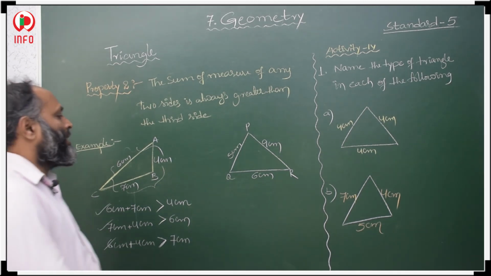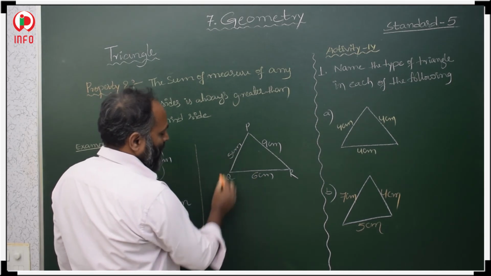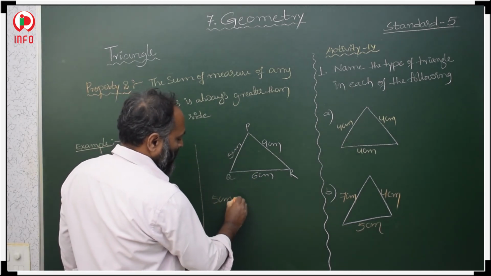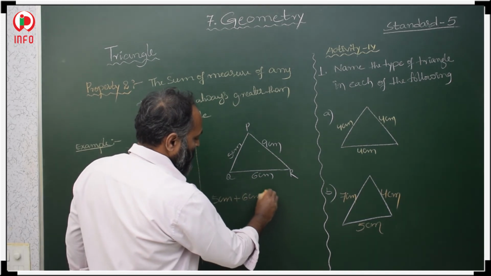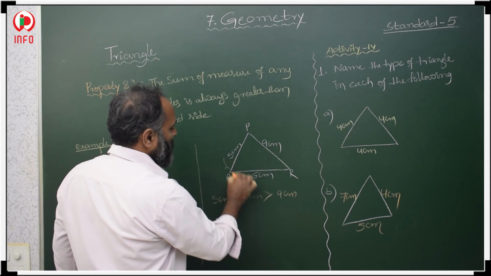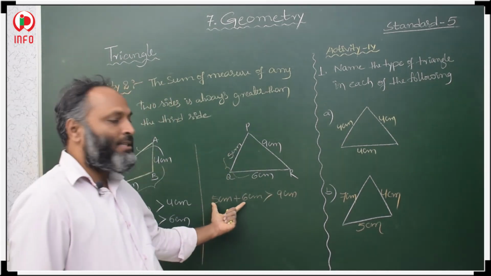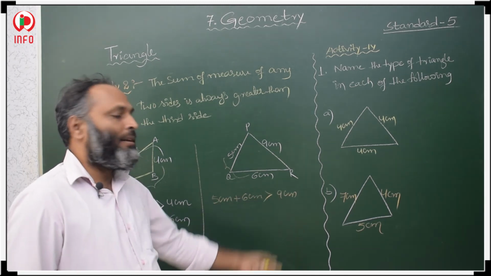Similarly, in this triangle PQR, add any two sides. First add PQ and QR, 5 centimeters plus 6 centimeters. It should be greater than the PR side, 9 centimeters. If you add 5 plus 6, that should be greater than 9. Yes, 5 plus 6 is 11, and 11 is greater than 9.